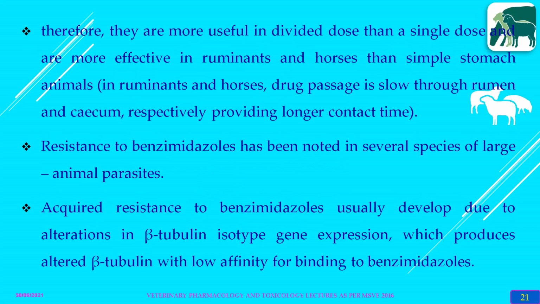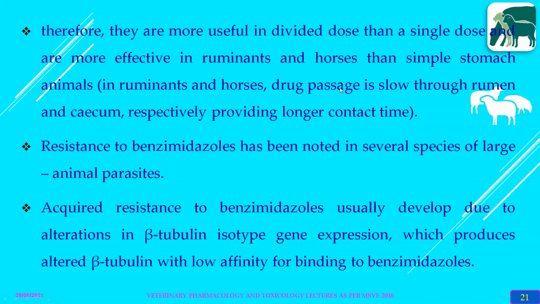So most of the time, instead of a single dose, if multiple doses are administered, then it becomes more and more effective, especially in the case of ruminants and horses, where the drug is slow in passing through the rumen and cecum respectively. This provides longer contact time. Deworming is one of the important processes in animals, and we do the deworming using benzimidazoles, tetramisoles, and many more agents which are suitable to that particular geographical area.